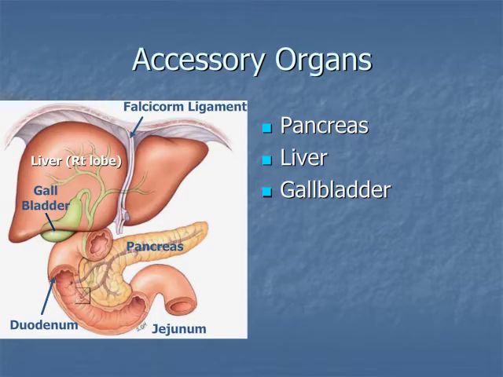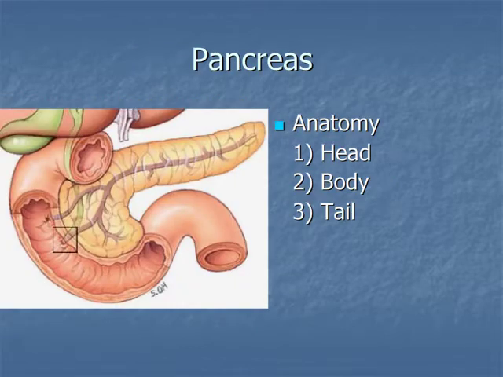So we're going to take a break from the GI organs at this point to take a look at some of the accessory organs that are located around the stomach. These include the pancreas, the liver, and the gallbladder. Remember, the accessory organs don't actually have food moving through them, but they do secrete enzymes or other substances which will go into the digestive tract, or they absorb nutrients that come from the digestive tract. So the first of these organs we're going to talk about is the pancreas.